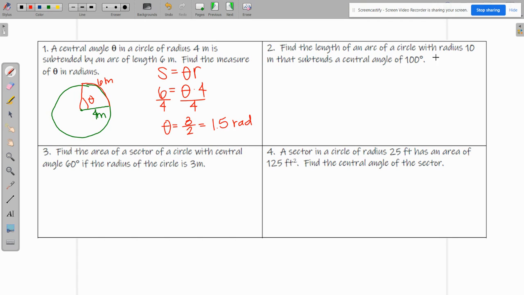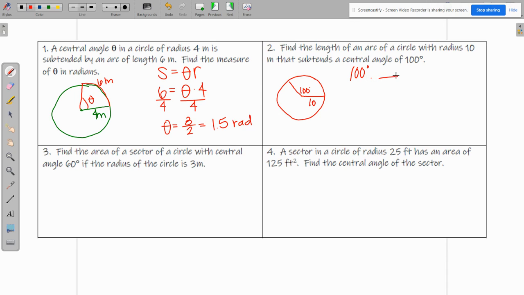Find the length of an arc of a circle with radius 10 meters that subtends a central angle of 100 degrees. So that means that we have this situation here where the radius is 10 and the angle is 100 degrees. Now, because our angle is in degrees, that's the first thing that we have to deal with. We need to convert 100 degrees into radians.